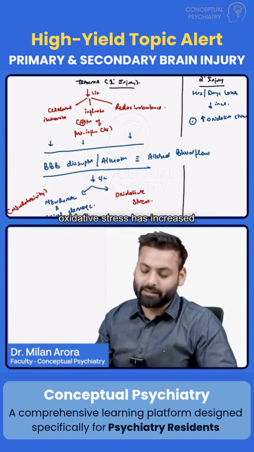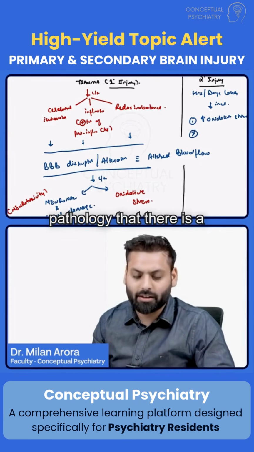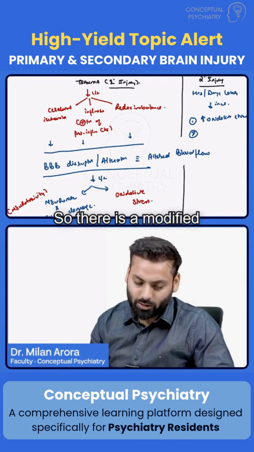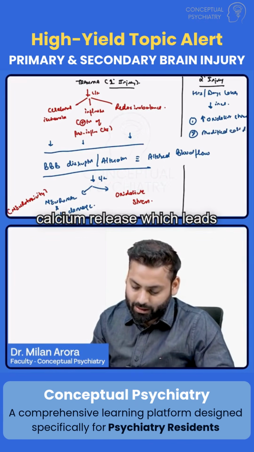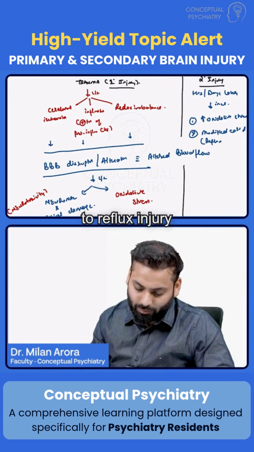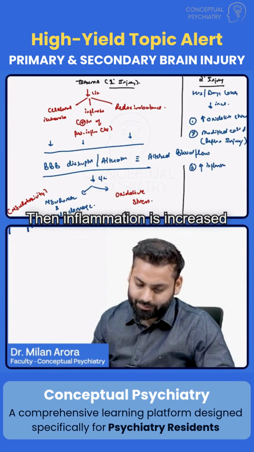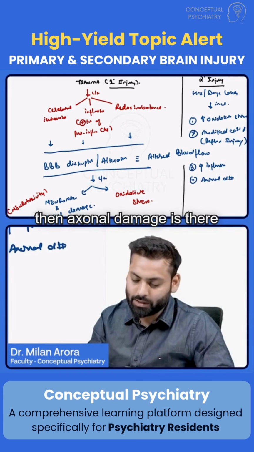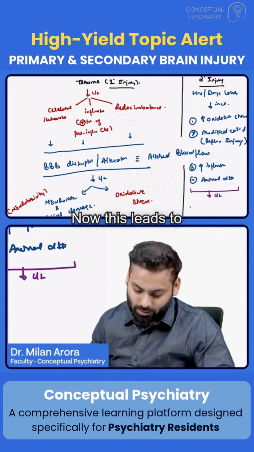Oxidative stress has increased. You must have learnt in your pathology that there is a calcium reflux, which causes injury. So there is a modified calcium release which leads to reflux injury. Then inflammation is increased. Then axonal damage is there. What all this leads to? Now this leads to cellular death.